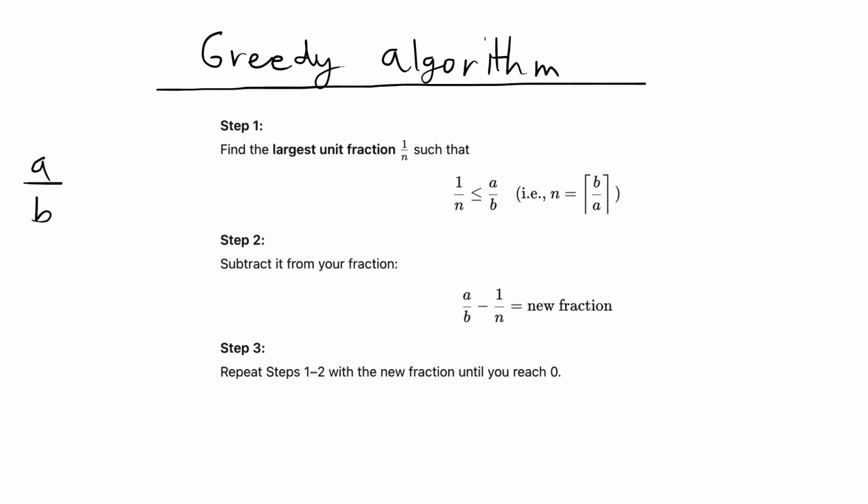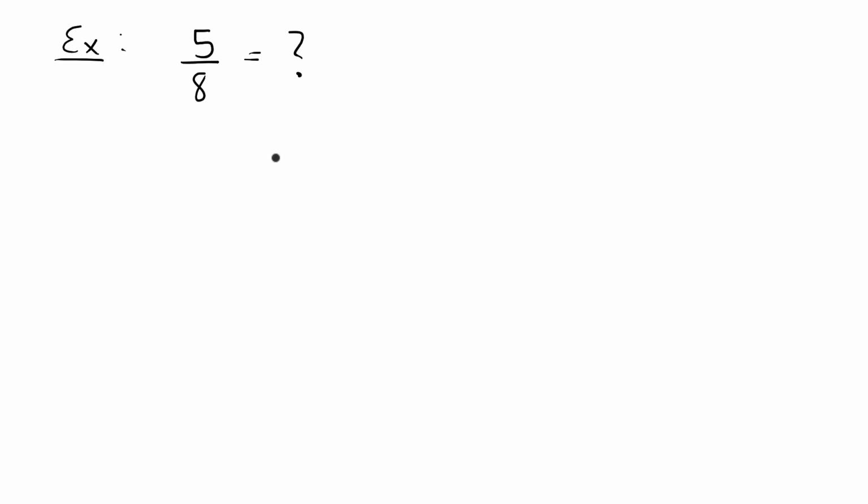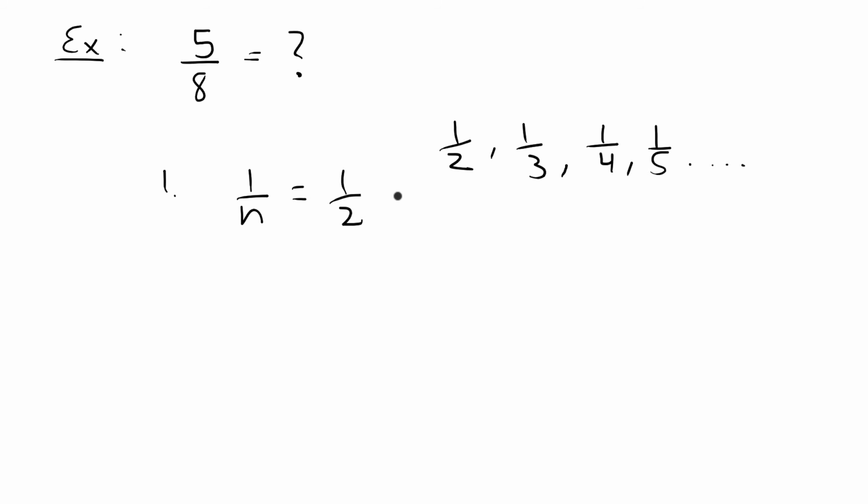So we can do this as an example. Let's use the greedy algorithm to solve the simple problem of 5 over 8, and try to find a solution using Egyptian fractions. In the first step, we need to find the largest 1 over n such that 1 over n is less than or equal to 5 over 8. The way I would think about it for a simple number like this is that our unit fraction options from largest to smallest would be 1/2, 1/3, 1/4, 1/5, etc. And 5 over 8 is greater than 1/2, because 1/2 would be 4 over 8. So I know that my first 1 over n could be 1 over 2.